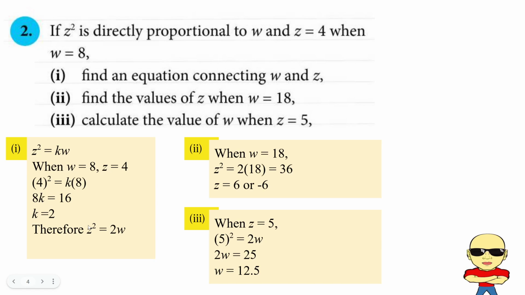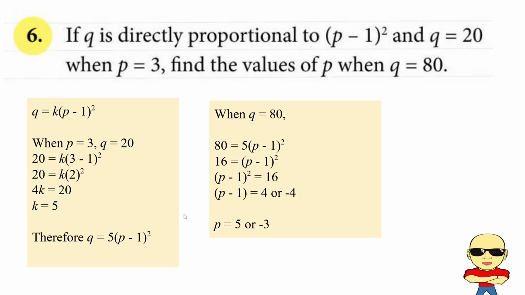Then we can use this relationship to find the values of z when w equals 18. Look carefully, find the values. We know that there could be more than one value of z, and true enough, when we substitute this in, z squared equals 36, so z is actually positive 6 or negative 6. Two possible solutions. Part 3, calculate the value of w when z is 5. So when z is 5, we have 25 equals 2w, so 2w equals 25, w is actually 12.5.